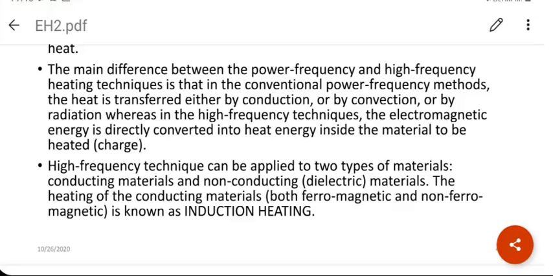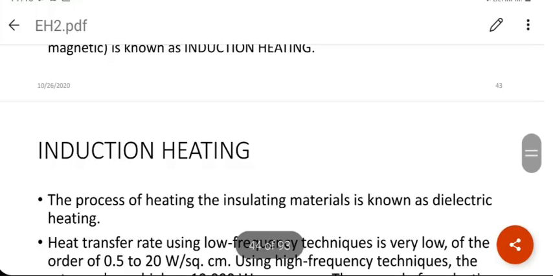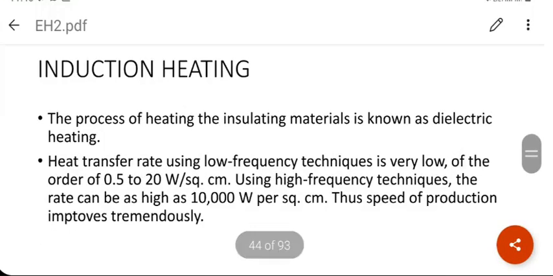The heating of conducting materials, both ferromagnetic and non-ferromagnetic, is known as induction heating. Fine. That's fine. The insulating materials, as we have already seen, we can heat them using dielectric heating. So that part we know, don't worry about it.